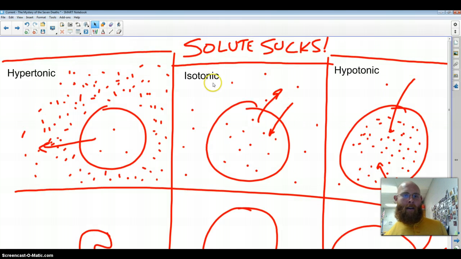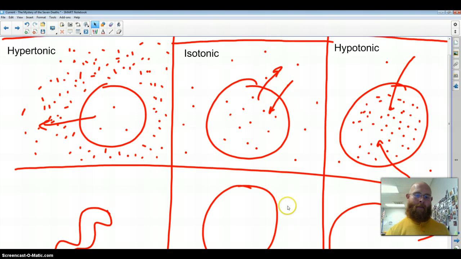In an isotonic solution, solute sucks. Well, they're equal on both sides, so water's going to move in both directions equally. The cell doesn't really change much. It's just going to be pretty fine and dandy.